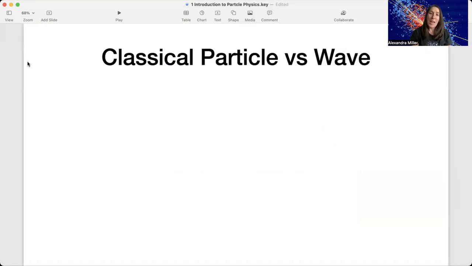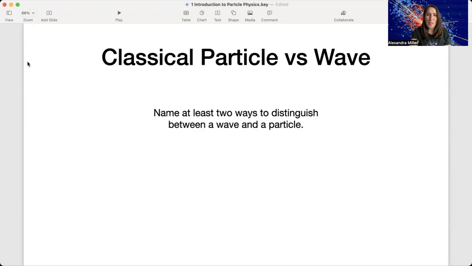All right, so to understand the wave-particle duality, we first need to think about a classical wave versus a classical particle. So when we say the word particle, what do we mean? And when we say the word wave, what do we mean? And specifically, what did we mean when we said the word particle or wave before we knew about the wave-particle duality? And so what I'd like you to do is to pause this video and name at least two ways you can distinguish between a wave and a particle, or at least think about two ways that you might distinguish between these two things. So pause the video and then restart it when you have an idea about this.